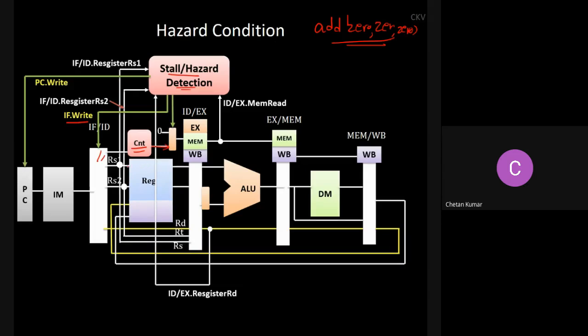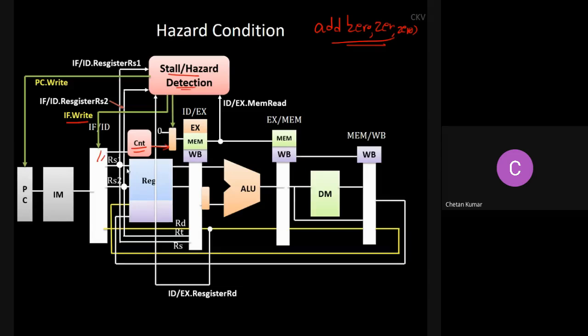Let me put it in another way. What are the major operations that might happen in the processor? There are three major operations which may alter your execution. Can you tell me what those are? No, I'm not talking about instructions. I'm talking about operations.